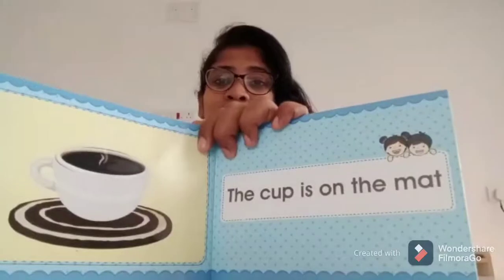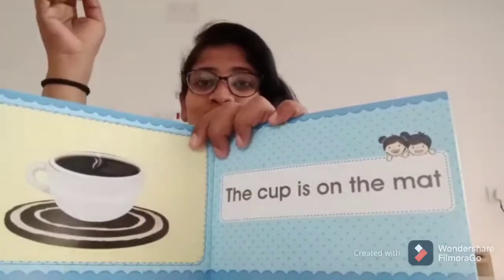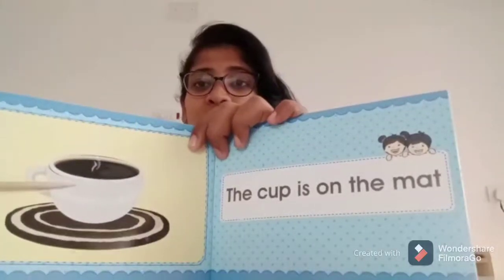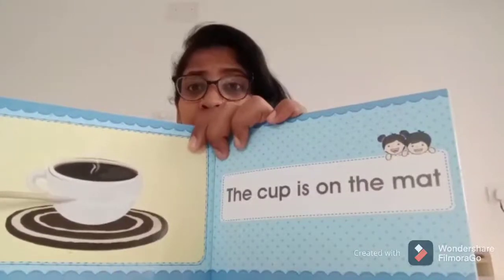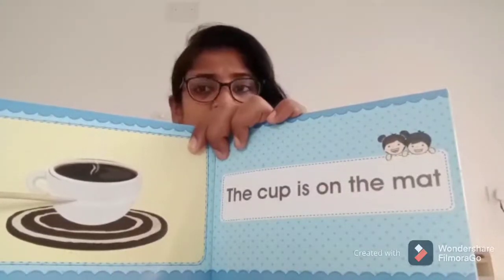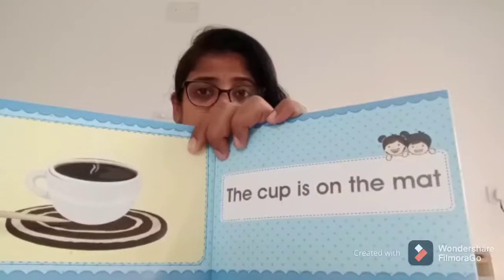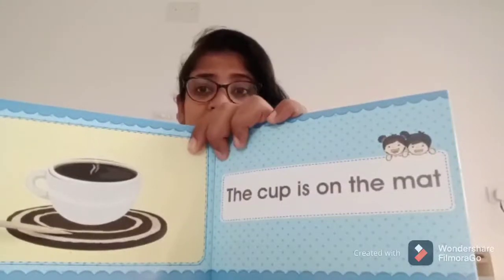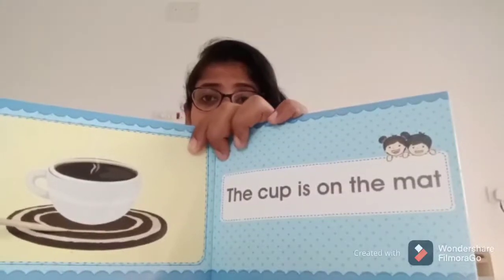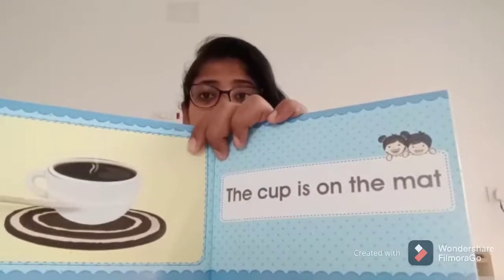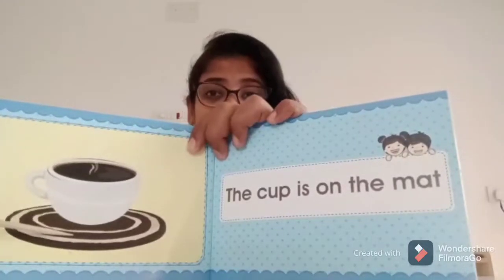Hot coffee. What's this? It's a cup. Cup. And where is the cup? The cup is on the mat. Where is the cup, children? The cup is on the mat.